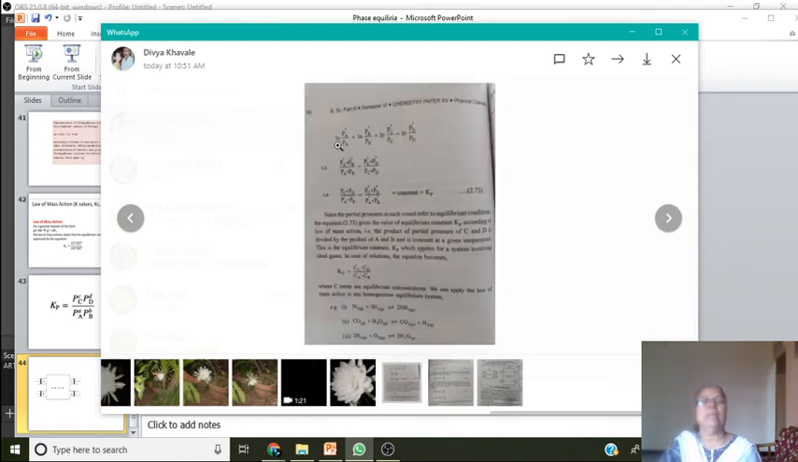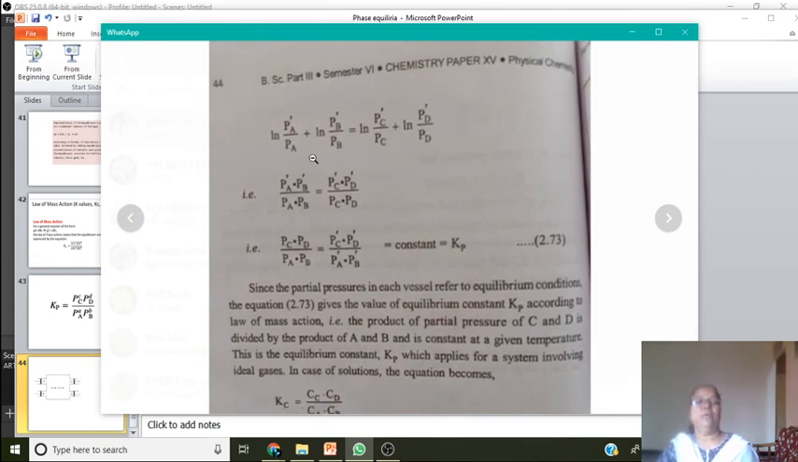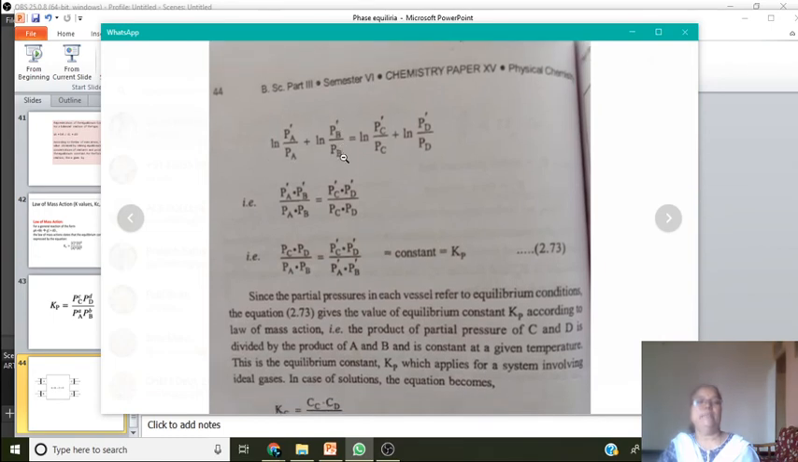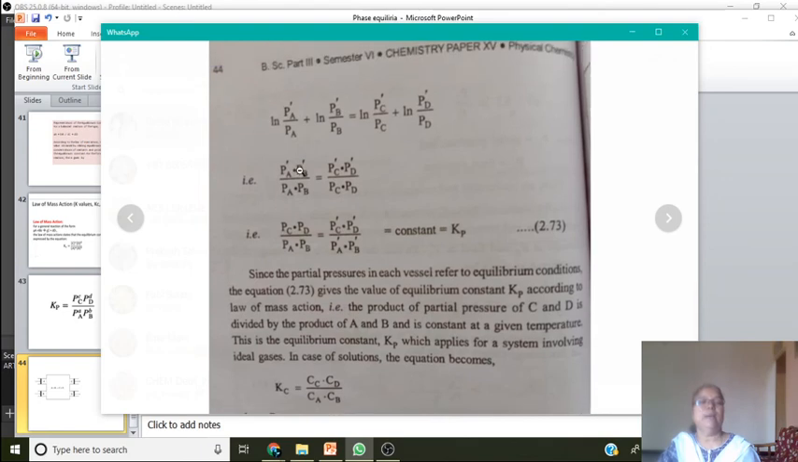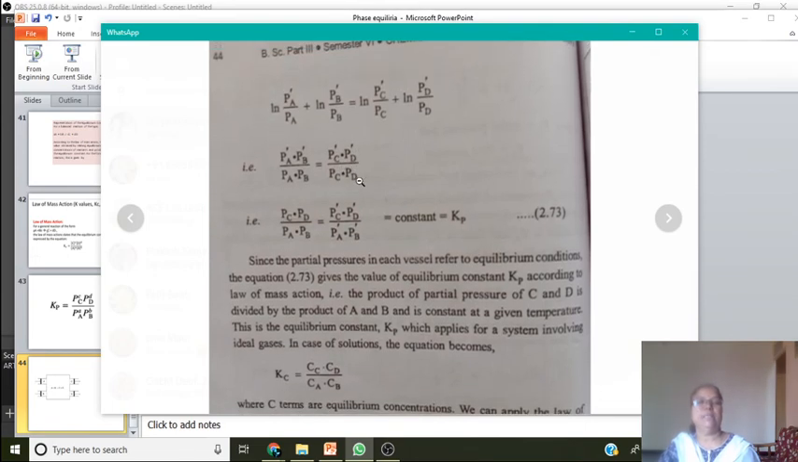ln(P'A/PA) + ln(P'B/PB) = ln(P'C/PC) + ln(P'D/PD). That is, (P'A × P'B)/(PA × PB) = (P'C × P'D)/(PC × PD). As ΔG = 0, we can write ln(P'A/PA) + ln(P'B/PB) = ln(P'C/PC) + ln(P'D/PD). That is, (P'A × P'B)/(PA × PB) = (P'C × P'D)/(PC × PD).